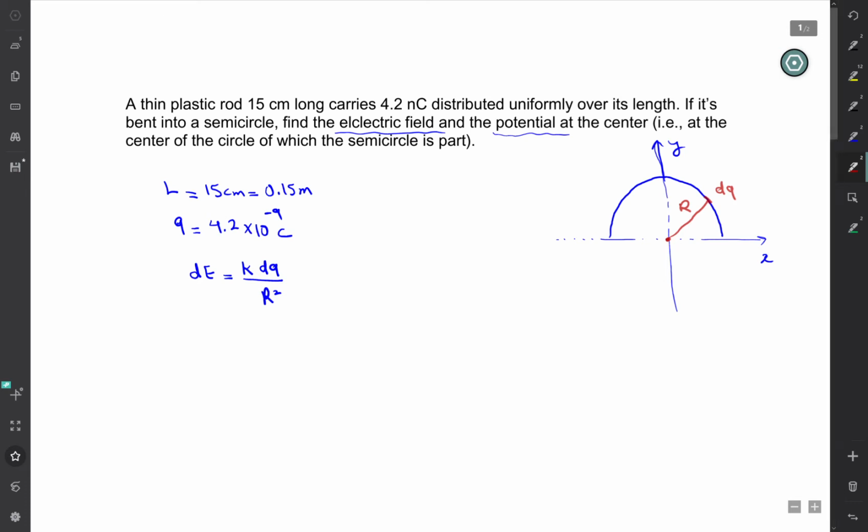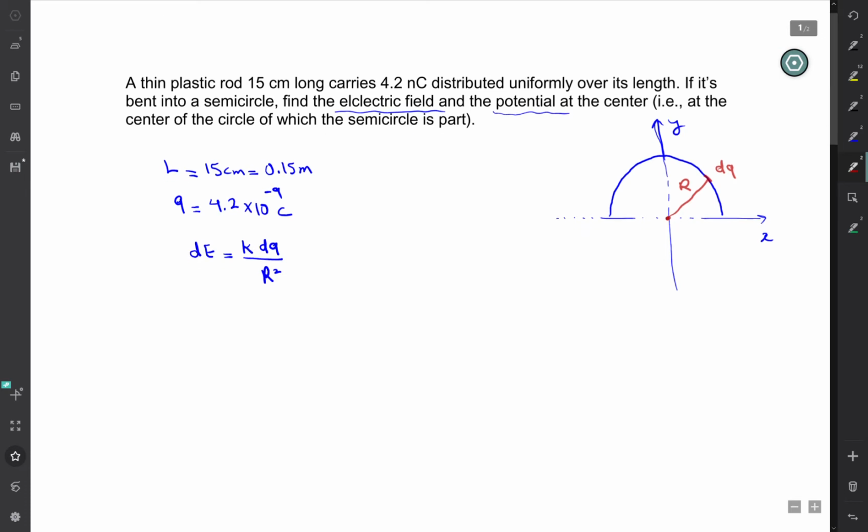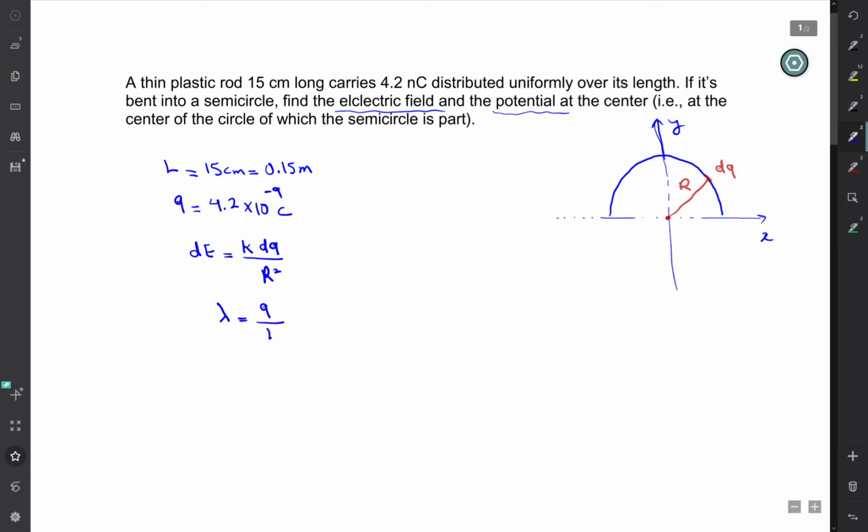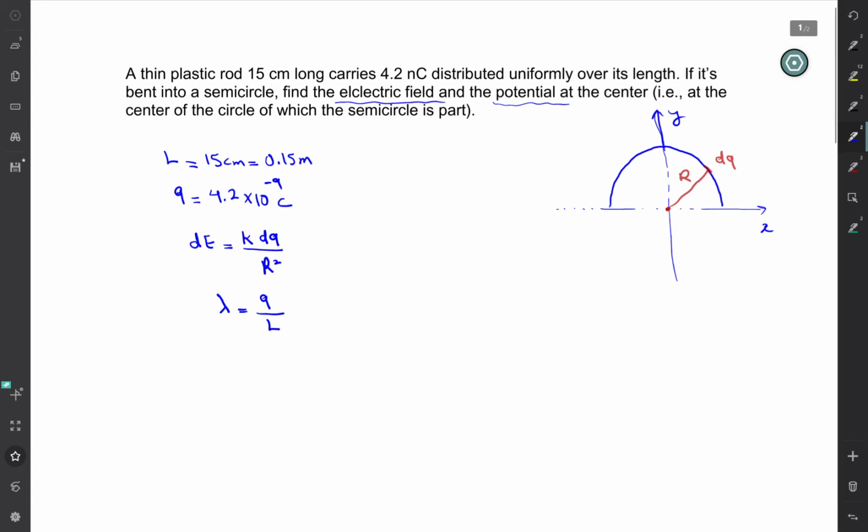But first I want to find dq. We talked about this in class. If you have a line of charge, instead of having a surface density, we have a line density. If you're wondering what a line density is, we talked about it at the prep session as well. A line density, lambda, is equal to basically Q divided by the length of the line of charge, and we have a rod in this case. So lambda equals Q over L.